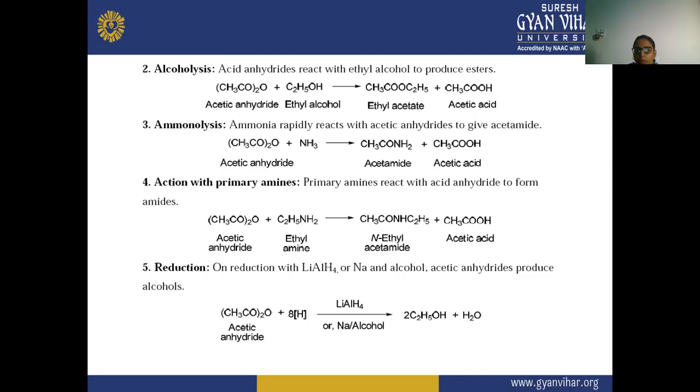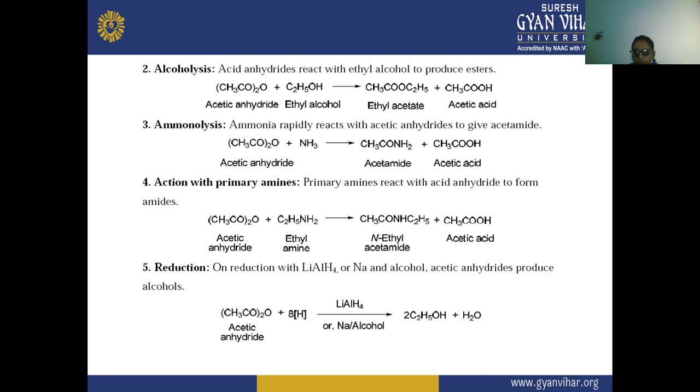And in the third, that is your ammonolysis, the acetic anhydride is reacted with the ammonia, and there is a formation of this acetamide plus your acetic acid. Next is your fourth, that is the action with primary amine. In this, the primary amine is reacting with the acid anhydride, and there is a formation of the amides. Here the primary amine is reacting with this acetic anhydride, and amides are forming.